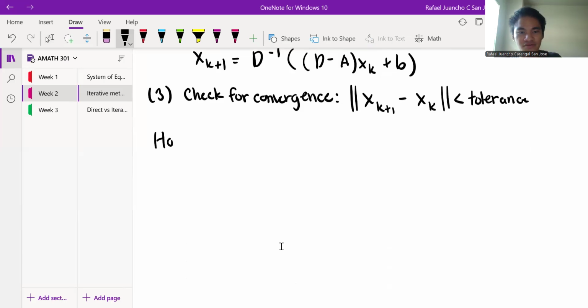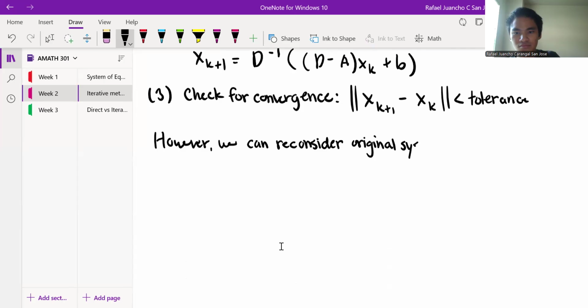However, we can reconsider the original system by interchanging the first and last set of equations.